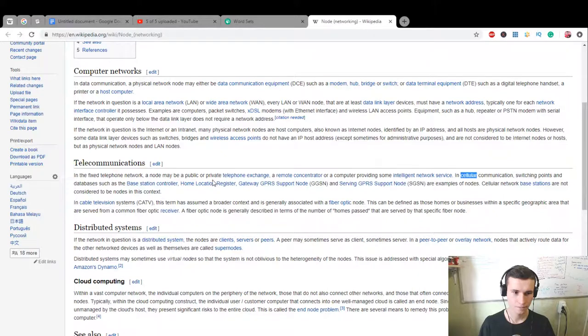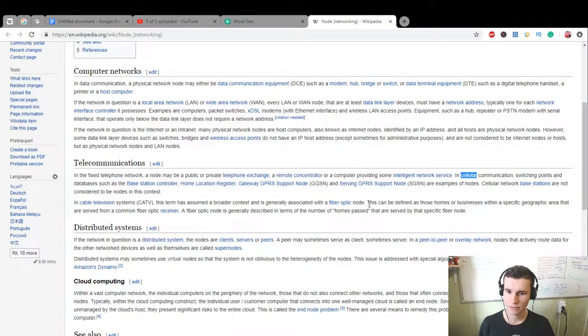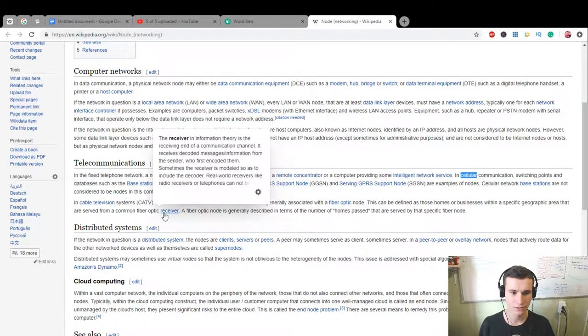In cable television systems, CATV, this term has assumed a broader context and is generally associated with a fiber optic node. Fiber optic is a method of transmitting information from one place to another. A fiber optic node can be defined as those homes or businesses within a specific geographic area that are served from a common fiber optic receiver.